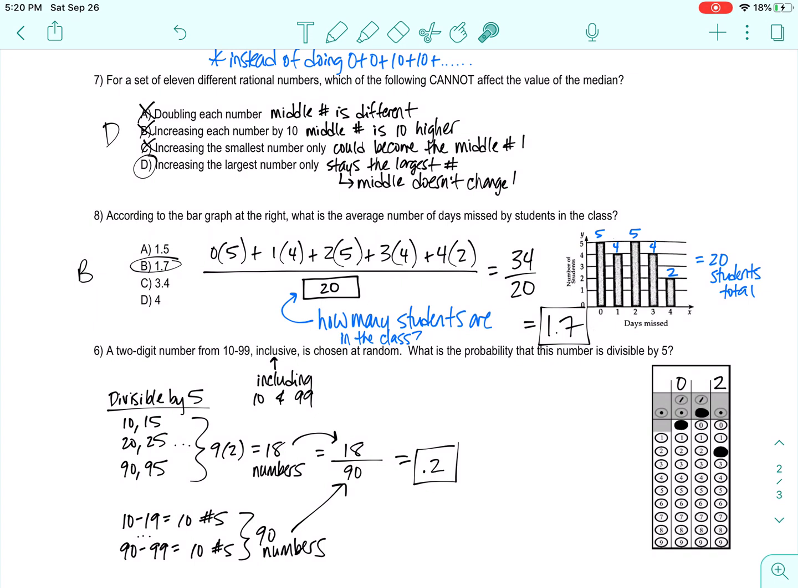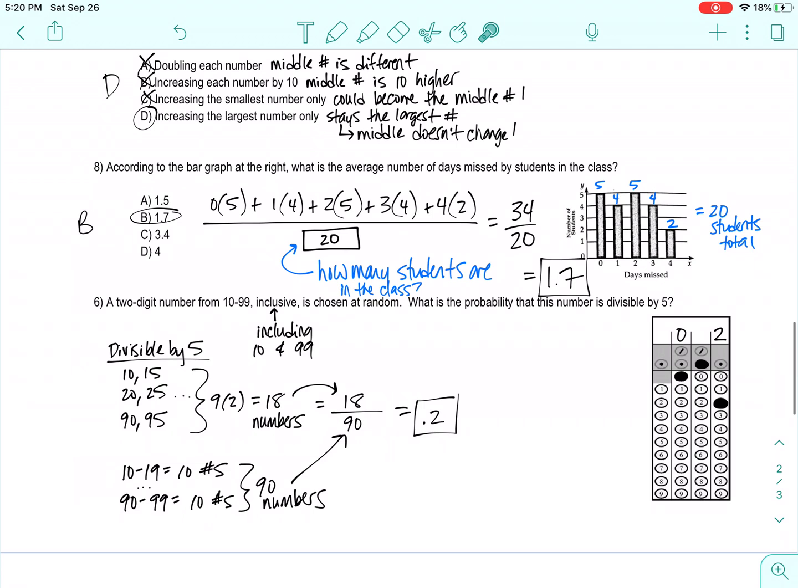Very last question, which I thought was one of the harder ones. We have a 2-digit number from 10 to 99. What's the probability that the number is divisible by 5? On the top is the total numbers in here that are divisible by 5. The bottom is the total numbers in here, period.